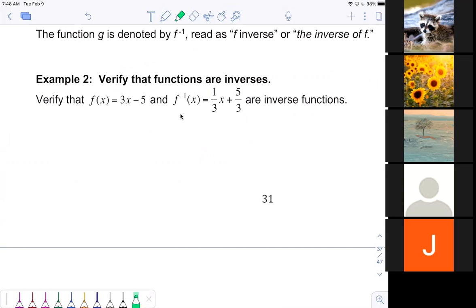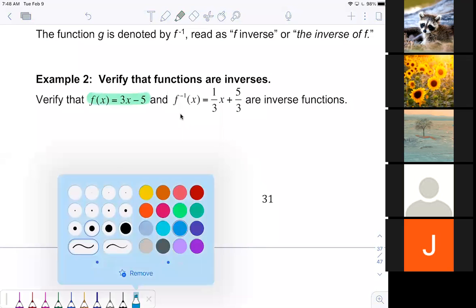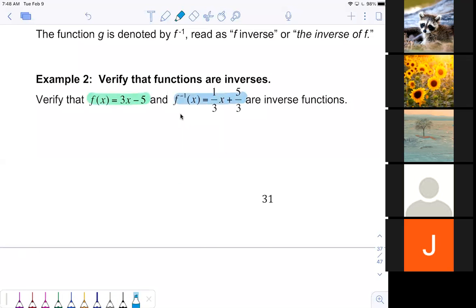So we are going to verify that the functions are inverses of each other. And we have 2 functions here. So we have the f function, 3x minus 5. And then we have the inverse, 1/3 x plus 5/3. So we are not finding the inverse here. We're not going to switch x and y. We're going to verify that these 2 functions are in fact inverses of each other.